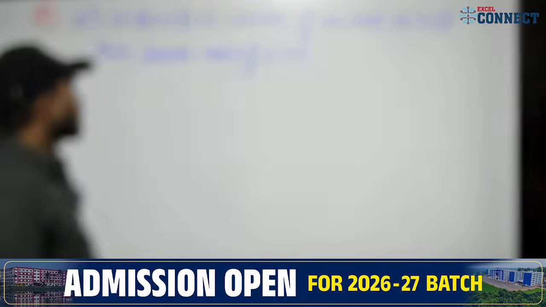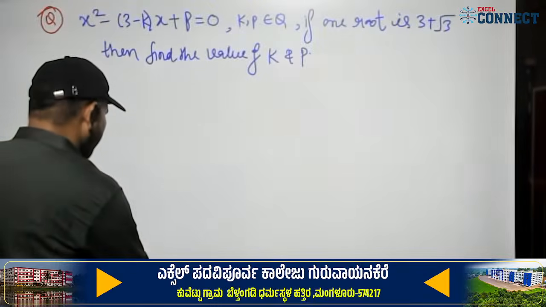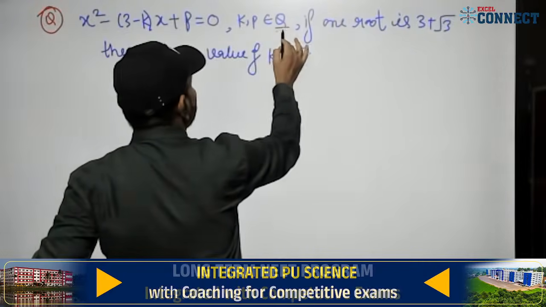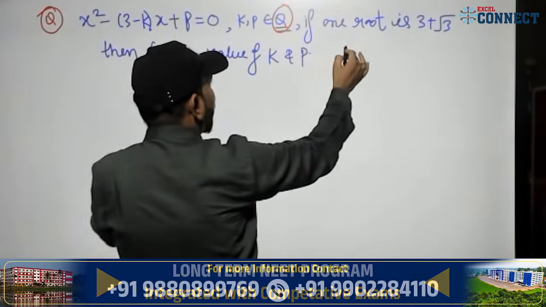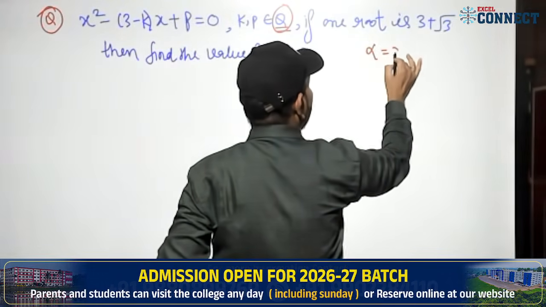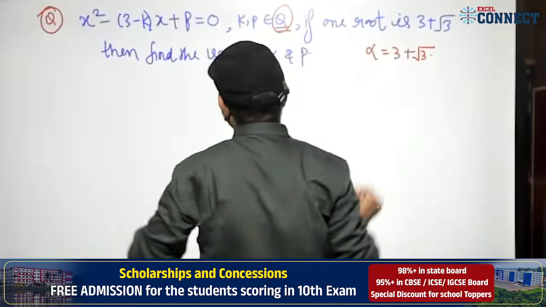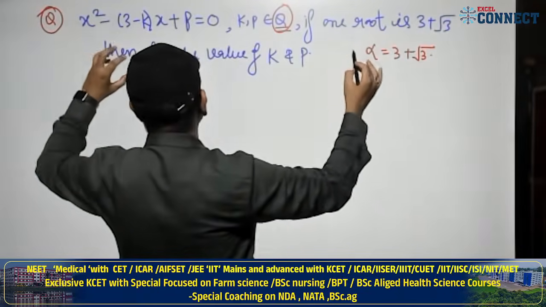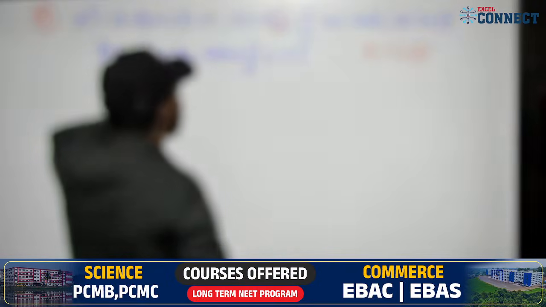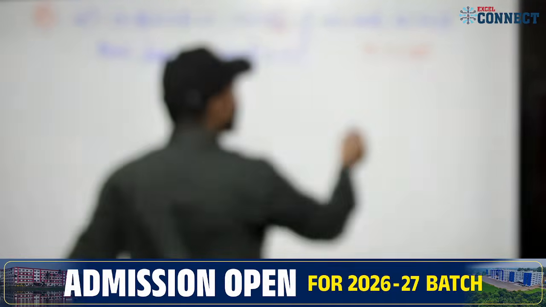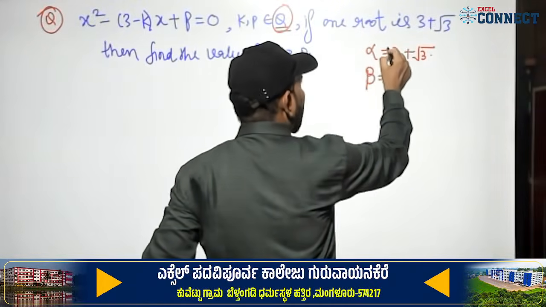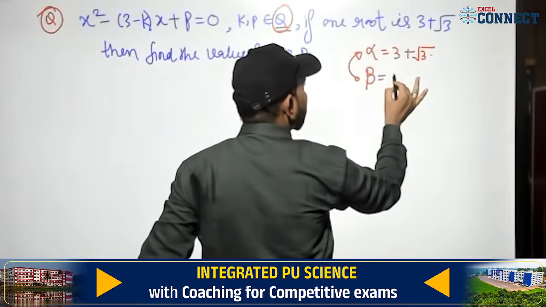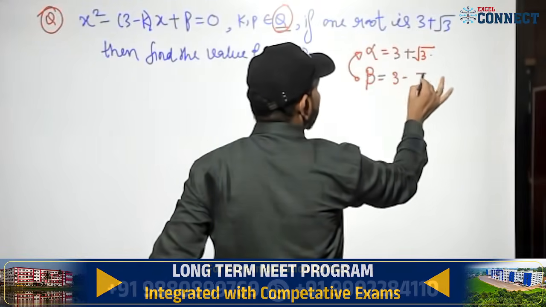Okay, this is a very easy question, I repeated the same thing. Here k, p are rational, this symbol is for rational numbers. One root alpha is given as 3 plus root 3, and we need to find the value of k. You may think, sir, beta is not given. If beta were given, I could say alpha plus beta and alpha minus beta. But here beta comes automatically, because conjugate roots always come in pairs. If this is a root, then 100% its conjugate is also a root. So beta is 3 minus root 3.